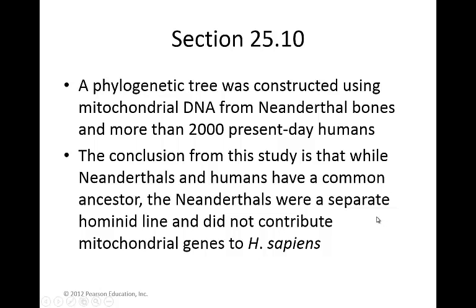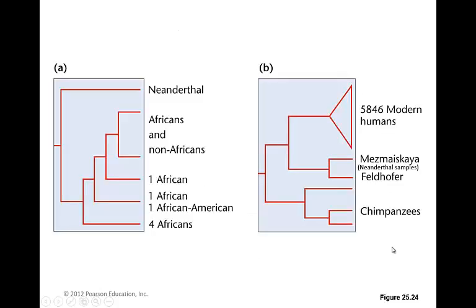How is this working? What they did was use mitochondrial DNA from the Neanderthal bones, as well as from more than 2,000 present-day humans. Their conclusions were that Neanderthals and humans have a common ancestor. The Neanderthals were a separate hominid line and did not contribute mitochondrial genes to Homo sapiens, although there may have been some interbreeding going on.